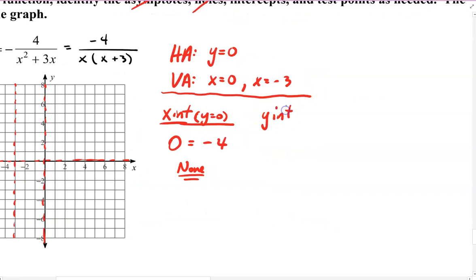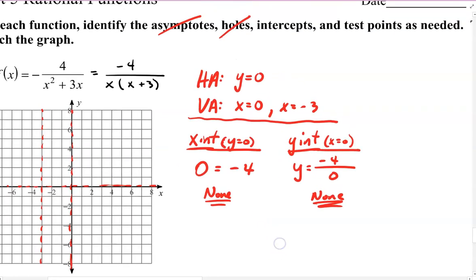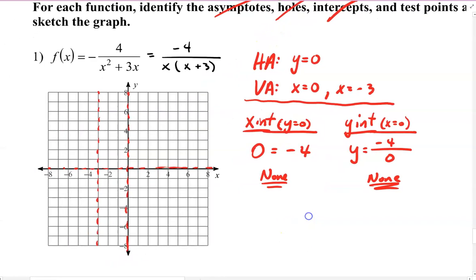For y-intercepts, I think we're going to be in the same position here. Y-intercepts are found when x is equal to 0, but we've got a problem there. We can't let x be equal to 0 because negative 4 divided by 0 is undefined. There are no y-intercepts either. So we're kind of out of luck as far as the graph goes. We need some test points.